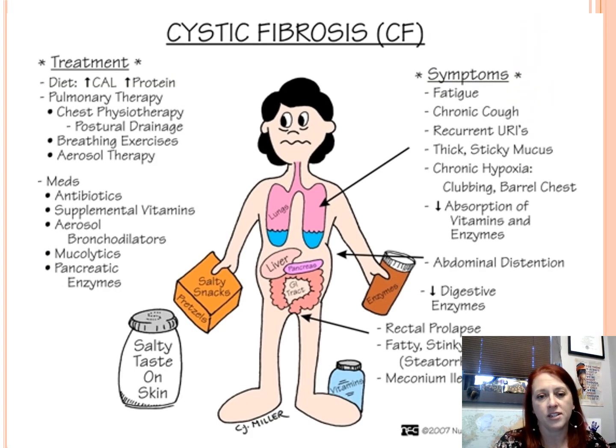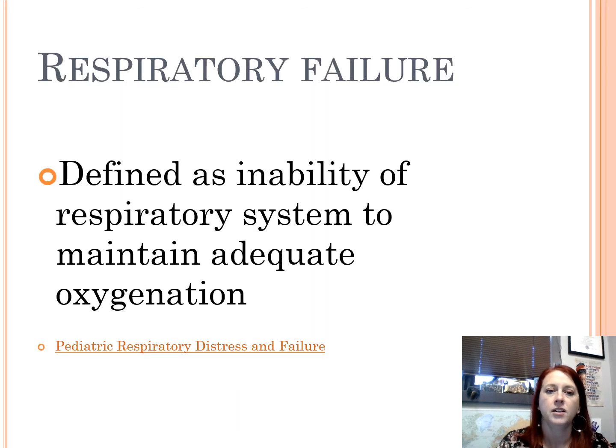Cystic fibrosis. This is a nice little overview. So for those of you that like a quick, friendly version, this is one way to remember this. And then respiratory failure. This is defined as the inability of the respiratory system to maintain adequate oxygenation. These are kids that are breathing rapidly, have respiratory distress, and will go into respiratory failure. They're just not able to keep up with that oxygen demand.